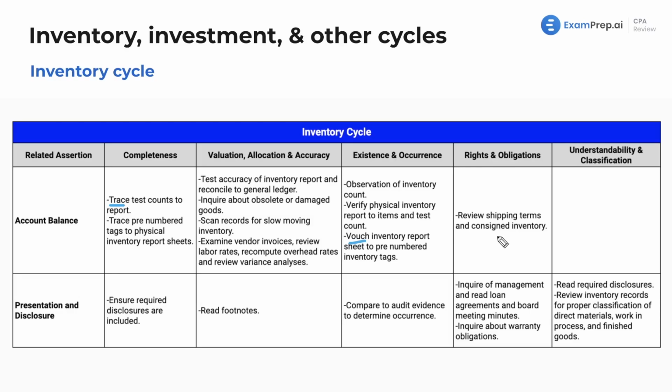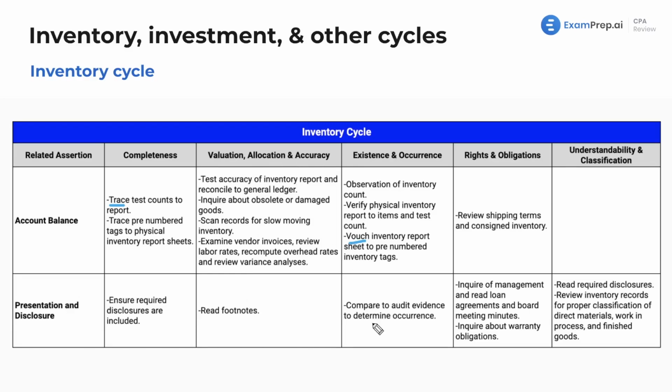Thinking about those concerns. Now, presentation and disclosure for completeness, you want to make sure that any disclosures are included. Are the disclosures completely included? You have to disclose the inventory method you use, anything like that. Read the footnotes, making sure that anything mentioned in the footnotes and the notes to financial statements are properly stated in terms of valuation, allocation, and accuracy.